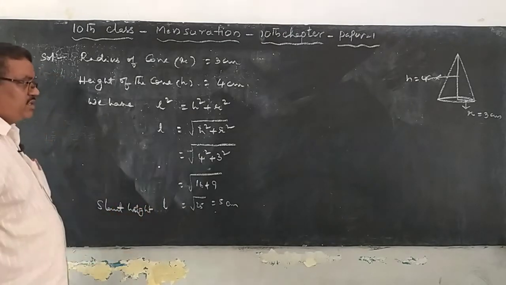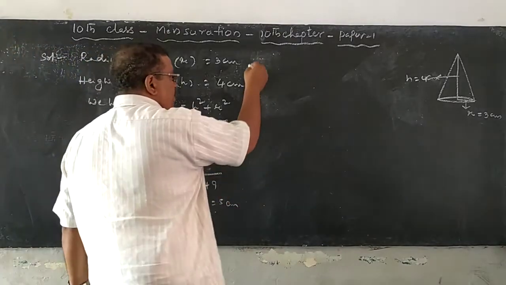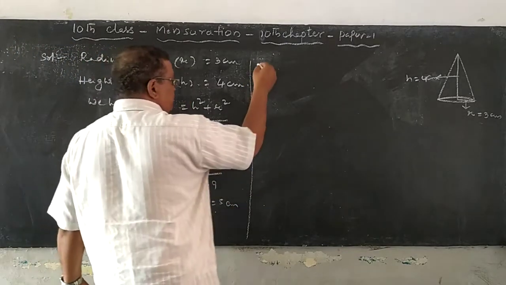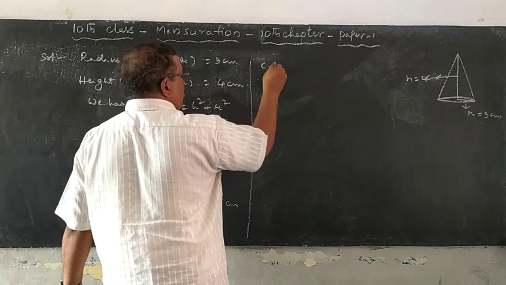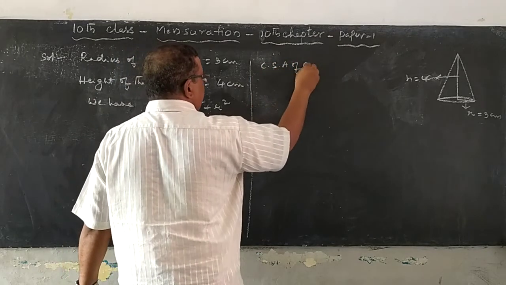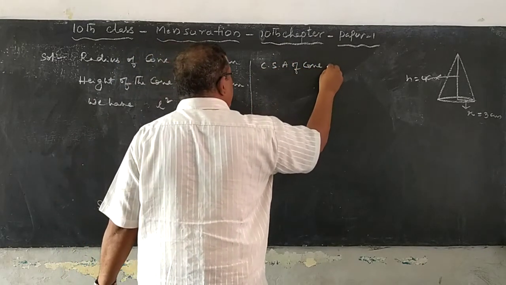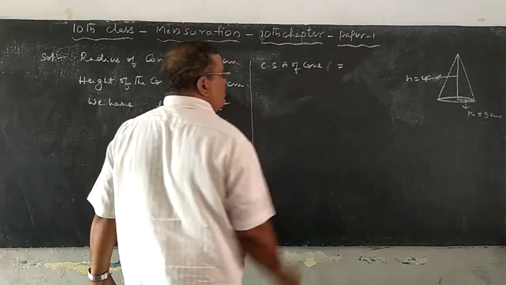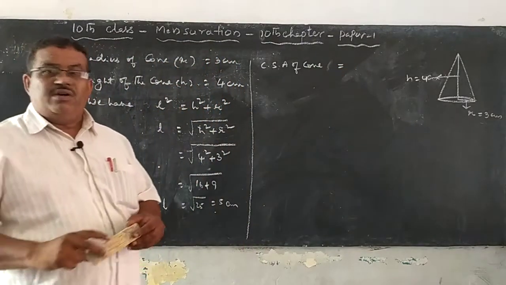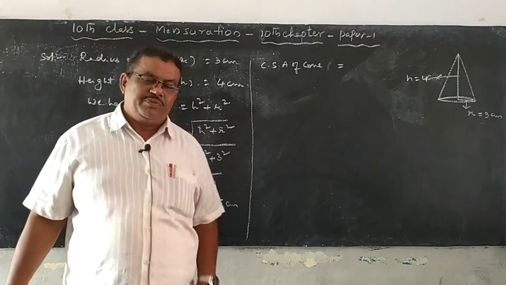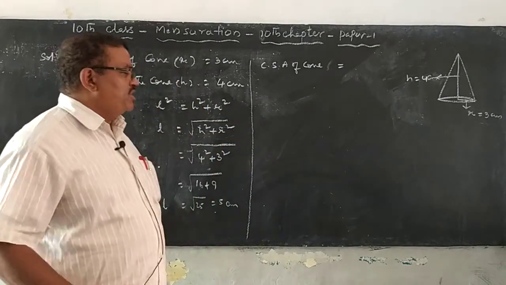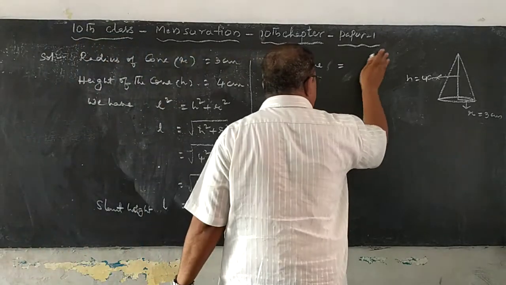Right, slant height came. Now you need to find the CSA of the cone. Why should we find the CSA of the cone here? We need to find how much paper is required for making one joker cap. So how much paper sheet is required? For that we need to find the CSA.